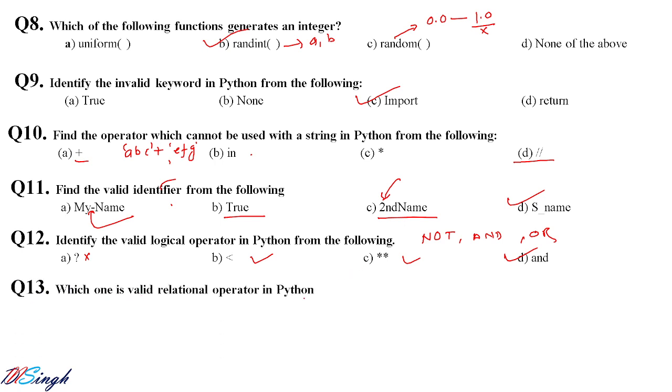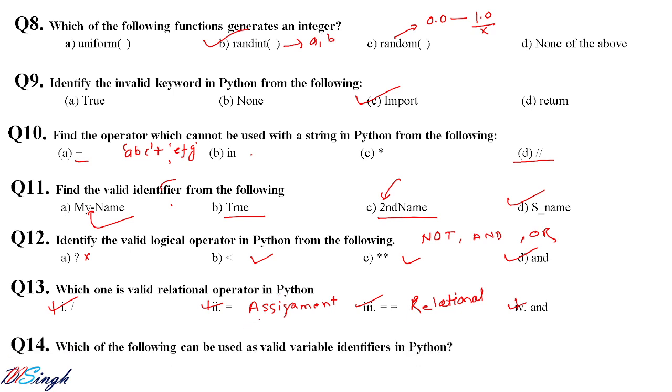Which one is valid relational operator in Python? Let us see. Relational operator means what? This is what? Assignment. Remember that. Assignment operator. It is not a comparison operator. Relational operator, this is equal to sign, this is a relational operator. So for that purpose you have to see the first slide and check out all different types of operator, write it down in your notebook, practice it, then you can identify it easily. And is a logical operator, so this cannot be the answer. This is assignment operator, cannot be the answer. This is an arithmetic operator, cannot be the answer.